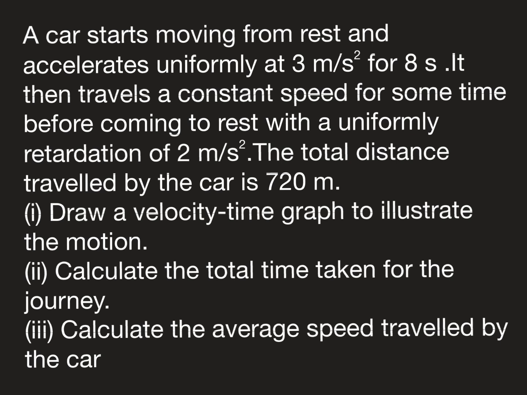Welcome everyone. We have a motion problem here and it reads, a car starts moving from rest and accelerates uniformly at 3 meters per second squared for 8 seconds. It then travels with a constant speed for some time before coming to rest with a uniform retardation of 2 meters per second squared. The total distance traveled by the car is 720 meters.